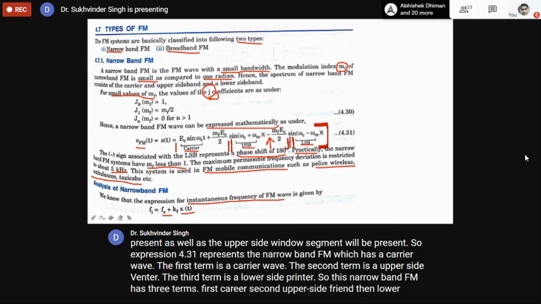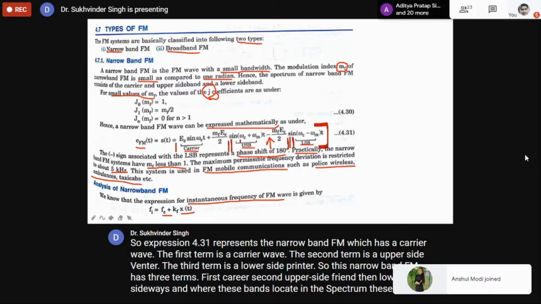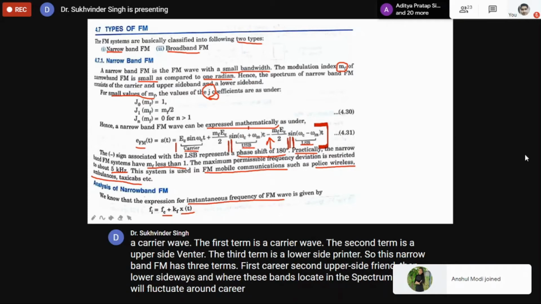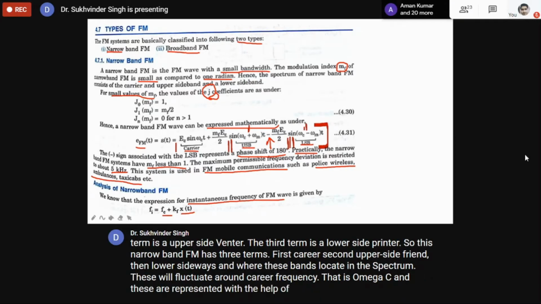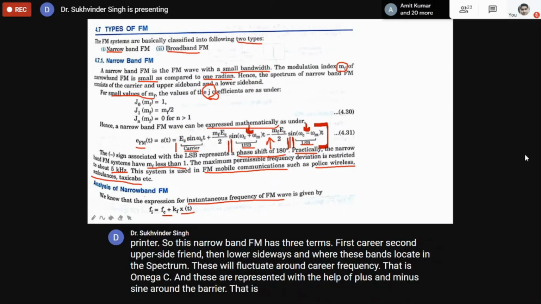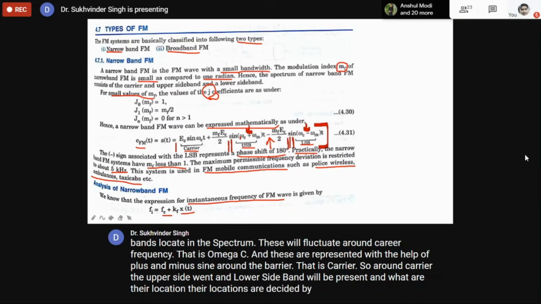And where these bands are located in the spectrum, these will fluctuate around carrier frequency, that is omega c, and these are represented with the help of plus and minus sign around the carrier. So around carrier, the upper sideband and lower sideband will be present. And what are their locations? Their locations are decided by omega c plus minus omega m on the spectrum line.